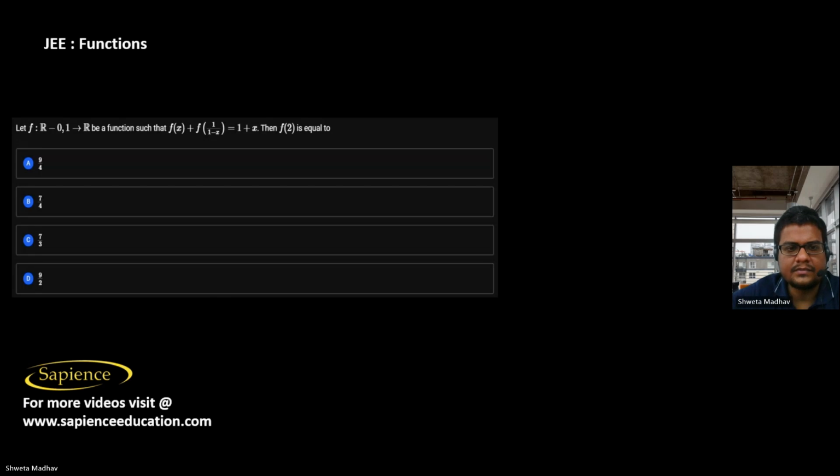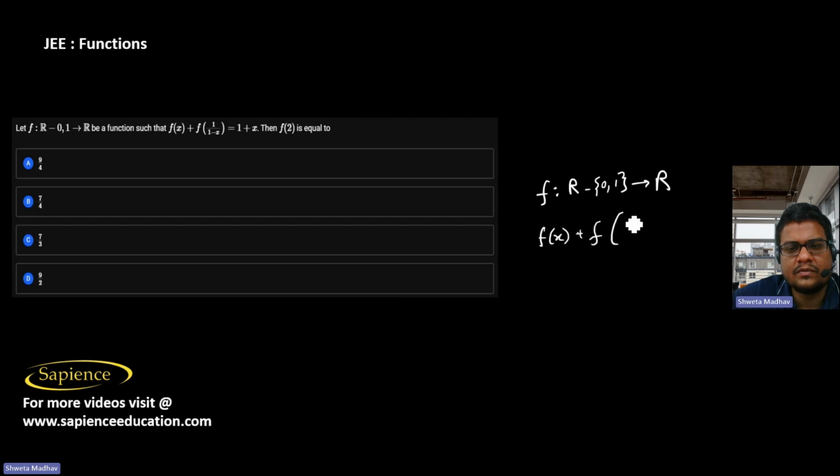Then here it is told, let f be a function which maps from R minus {0, 1} to R, such that f of x plus f of 1 by 1 minus x is equal to 1 plus x. Then we have to find out f of 2.